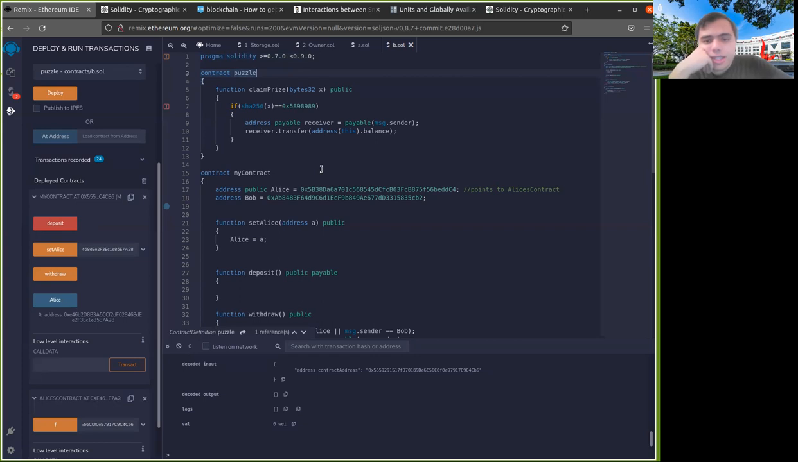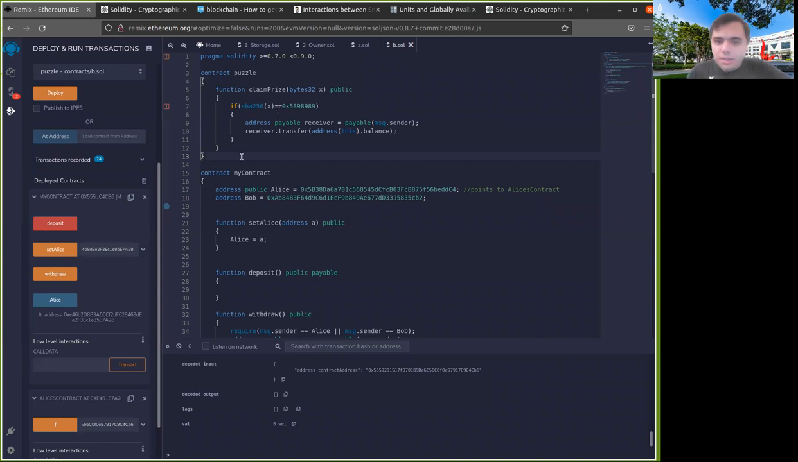So what I'm saying is that if you can find the right value of X that has the right hash, you can just create a transaction that calls claimPrice and gives me the right value for X, and then you will receive them. Now, this is another case where the miners can actually do some really weird attacks.